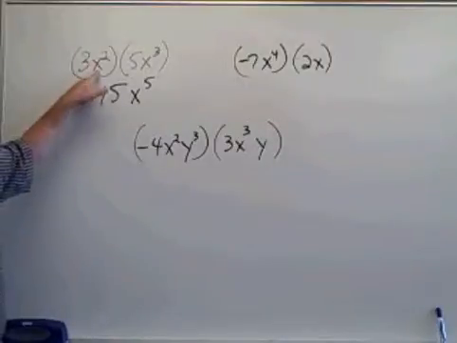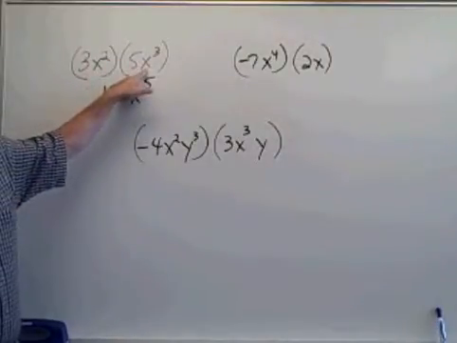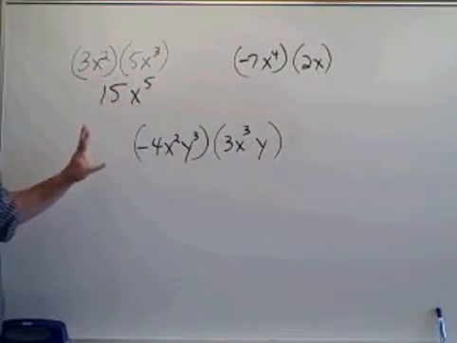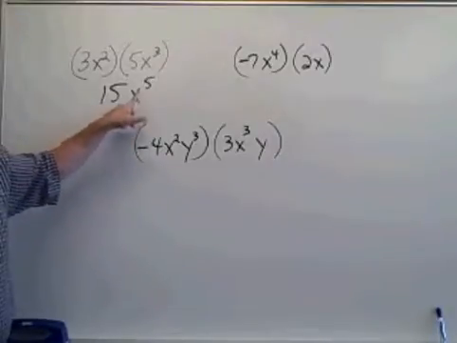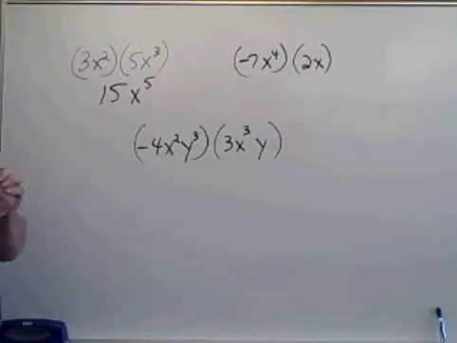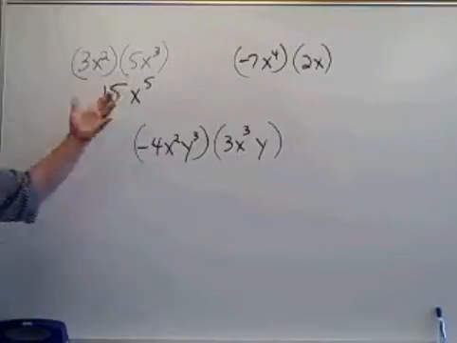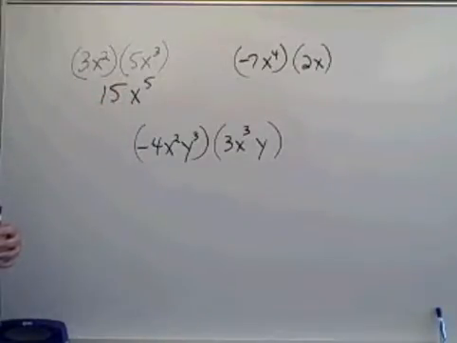This says I have 2 x's being multiplied. This says I have 3. That's a total of 5 x's being multiplied. That's what this says. X to the 5th says you have 5 x's being multiplied. And we've performed that multiplication of those two terms.